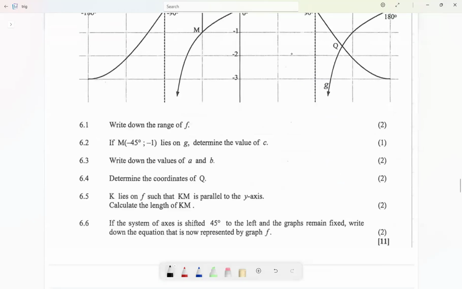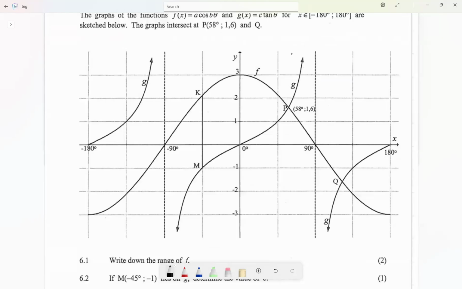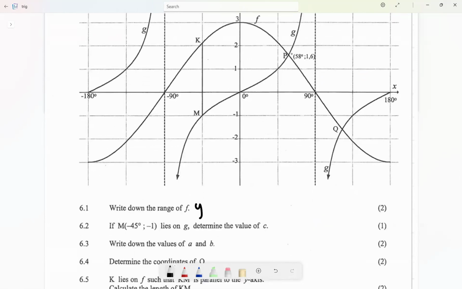Write down the range of f. How can you see the range of f? F starts from -3 to 3. Remember, range is minimum to maximum. So for 2 marks, that was easy: -3 to 3. Remember, why do I include the range? Because now the graph is there at -3. We can find our graph.